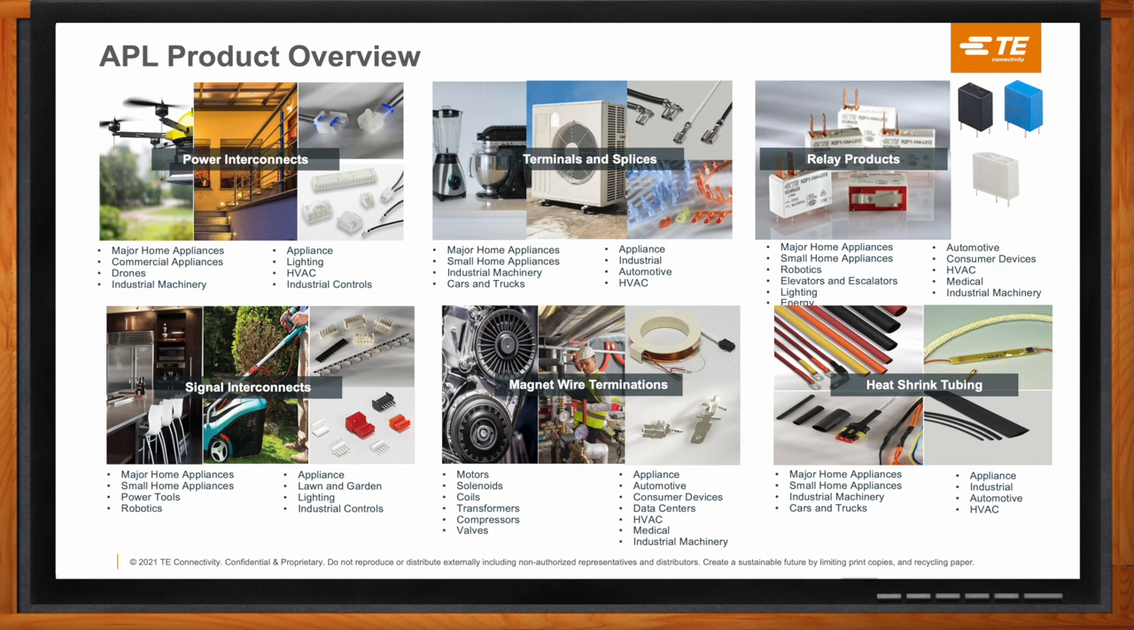And of course, each of them is probably a little bit more popular in a certain application rather than the other. For example, heat shrinking tubes are really typical from an ICT industry or industrial. Magnet wire terminations are really typical for any kind of motor manufacturer. Terminals and splices are extremely wide in terms of application. You can think about small home appliances, and again, HVAC or automotive. Power and signal can go, again, from industrial application to drones, to lighting, to garden tools, et cetera. And relays, I mean, applied on a PC board of any kind of application.